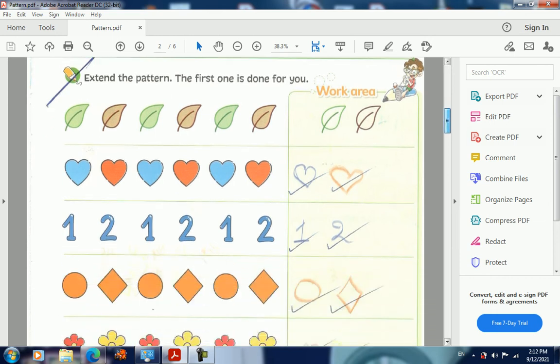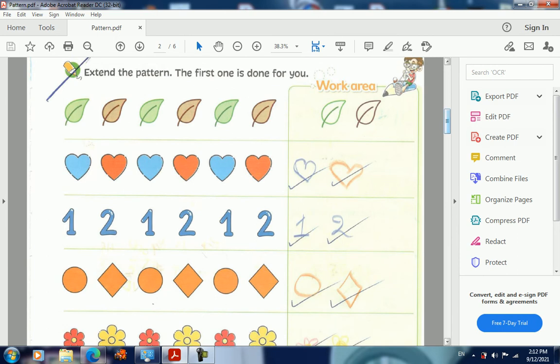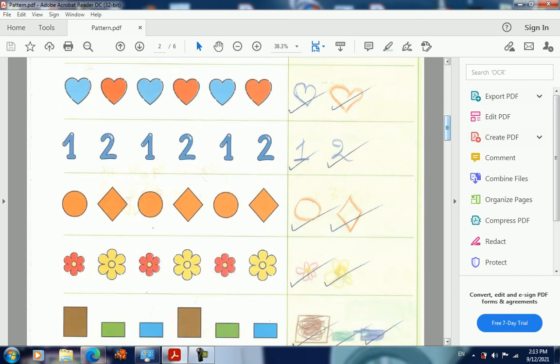Okay, and for the practice, let's extend the pattern. The first one is done, so we have to follow. The first row, they are all leaves, a green and a brown, green, brown, green, brown. So of course we're going to draw a green leaf, then a brown leaf. For the second one, they are all hearts, but the first one is blue, second is red, blue, red, blue, red. Then of course we're going to have blue, then red.